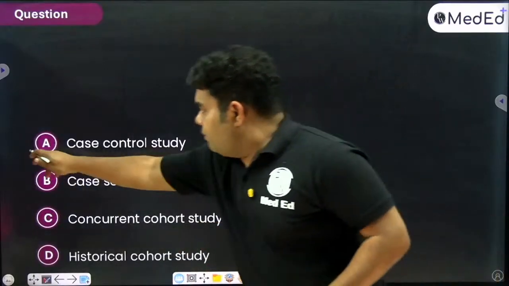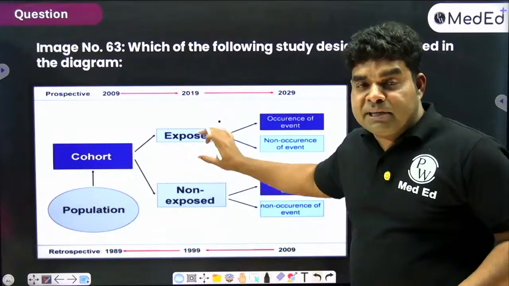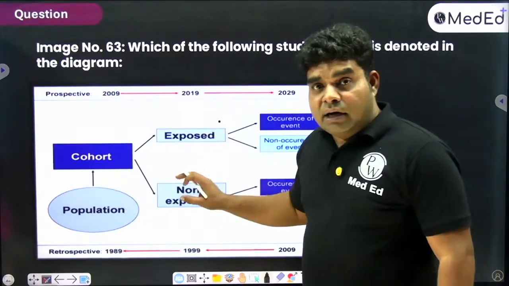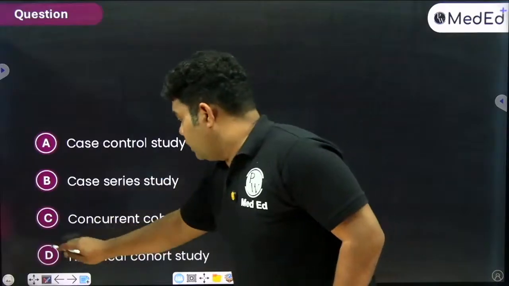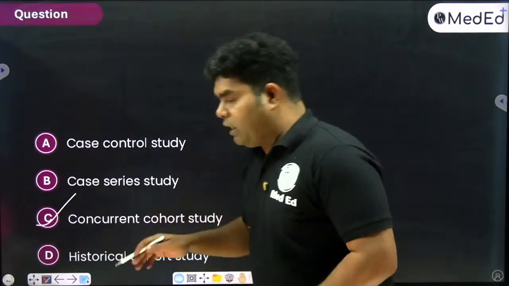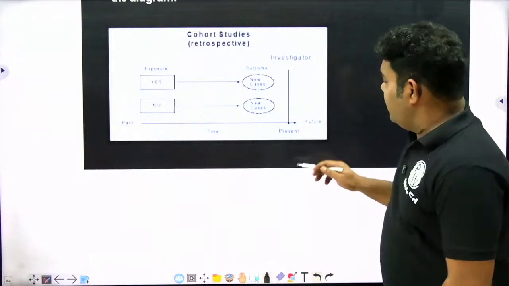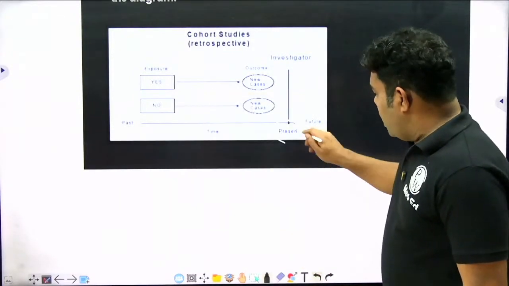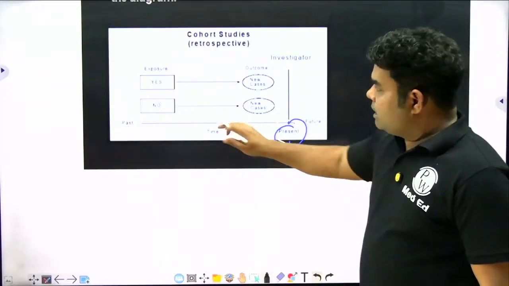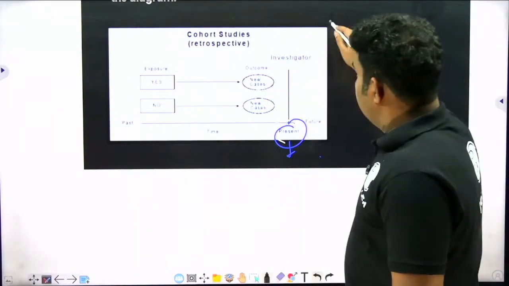If they have exposed, non-exposed, risk factor present, absent, the cause present, absent, it is cohort. And cohort here is concurrent cohort because two groups, exposed and non-exposed, are going concurrently. But if they say that we are starting from this present moment, but the study has two groups in the past, this is retrospective cohort.